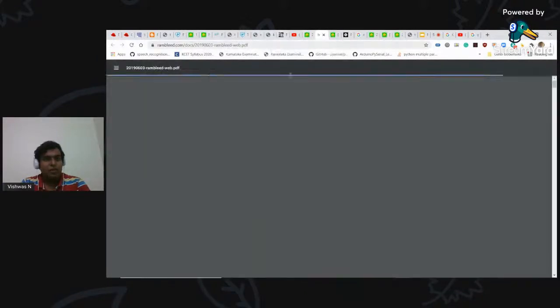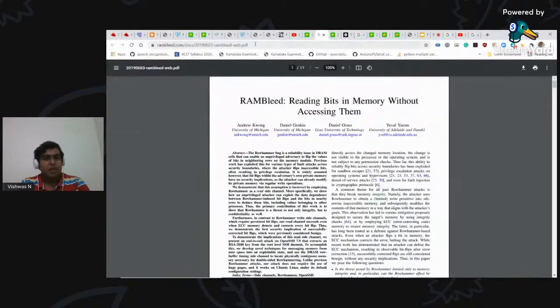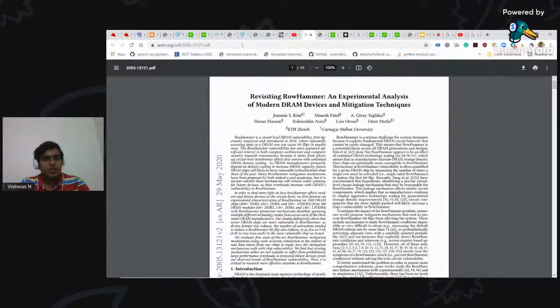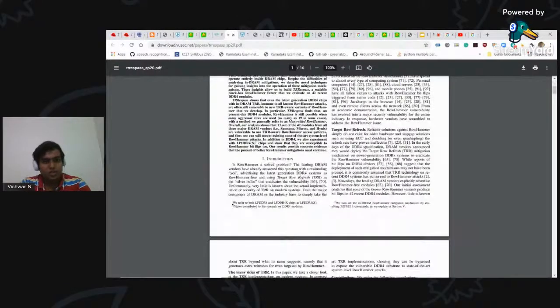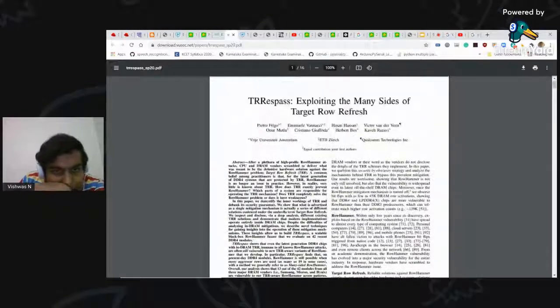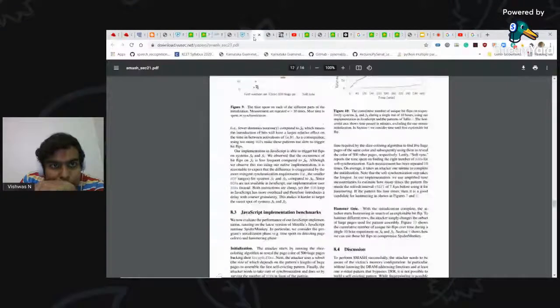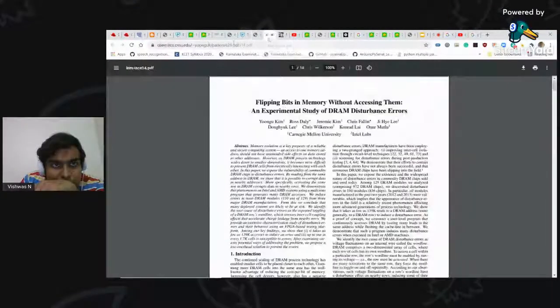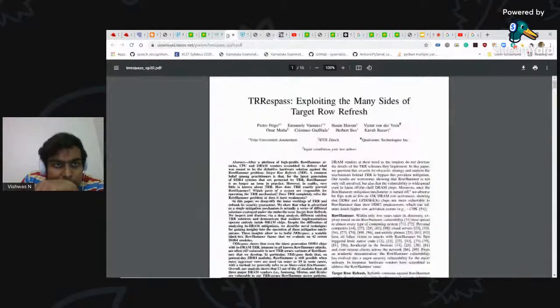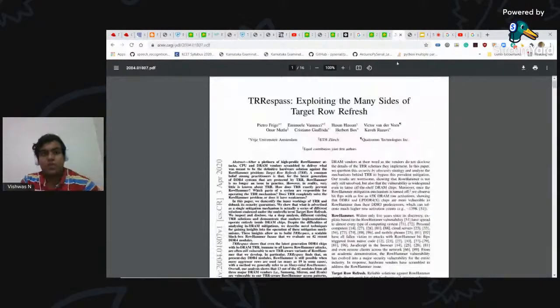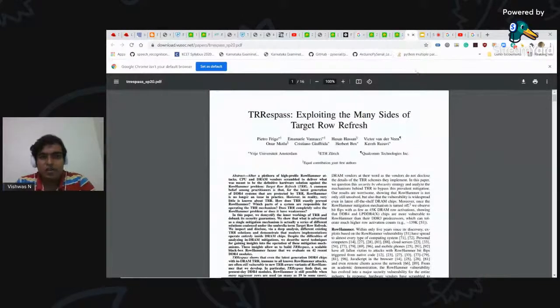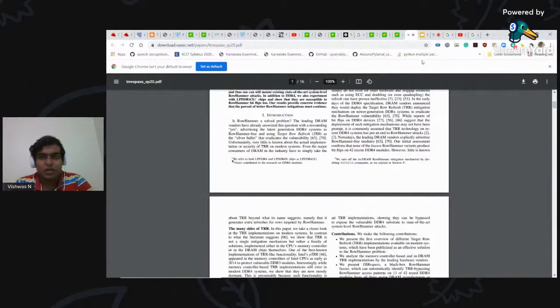Sorry, people. RAMBleed. This is the paper that I was talking about. TRRespass. It's not a 2020 publication. Still that Rowhammer.js and all these kinds of papers, after that still the same paper. Sorry for it, folks. So the TRRespass vulnerabilities and all the things.